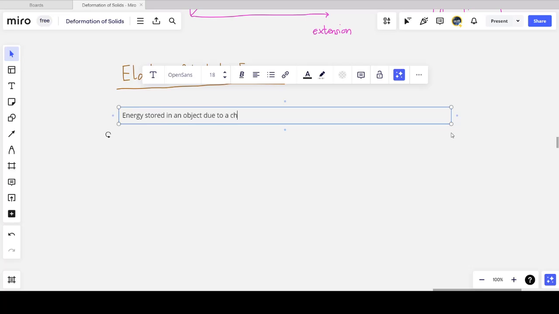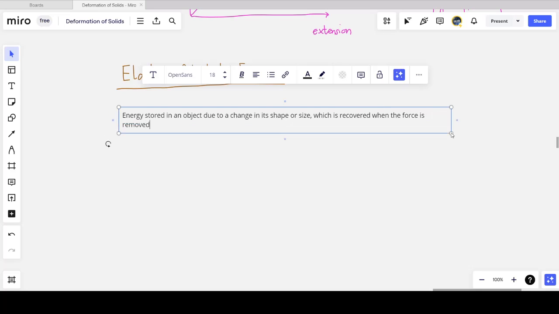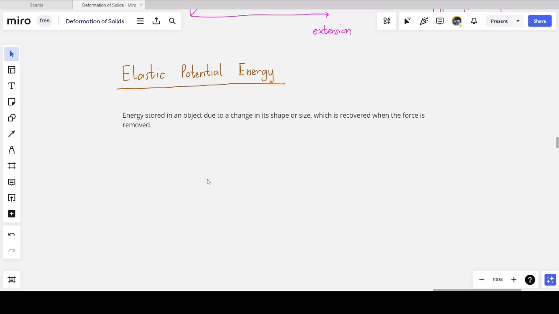due to a change in its shape or size, due to its deformation, which is recovered when the force is removed, provided the object hasn't gone past its elastic limit. So there's energy stored in objects when objects or solids change their size or shape, and the energy is recovered when the force is removed.